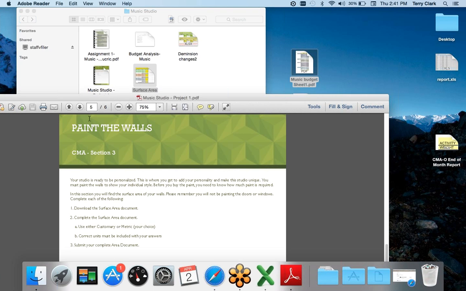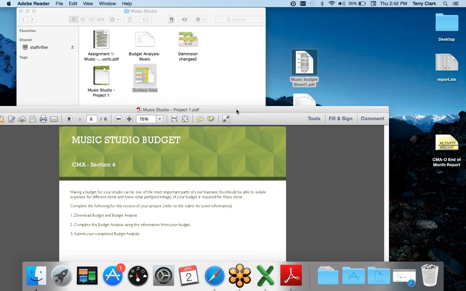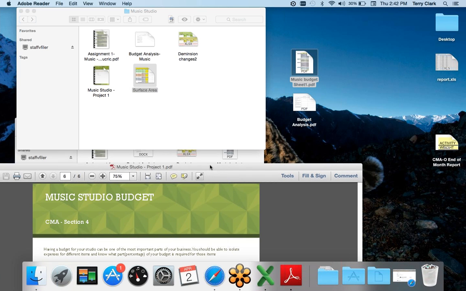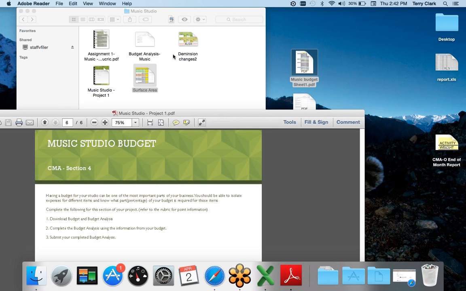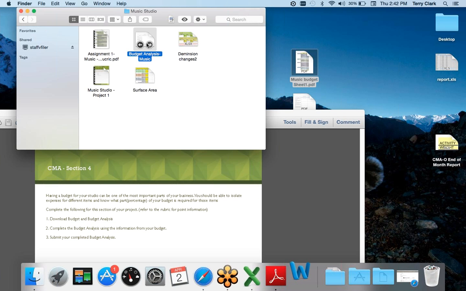Now we're almost finished. From there we go to section 4. In section 4, you look at your budget, and then we're going to do some analysis. So I want to look at the budget analysis. Where is that at? Budget analysis. Here we go. For Music Studio, we'll pull that up.